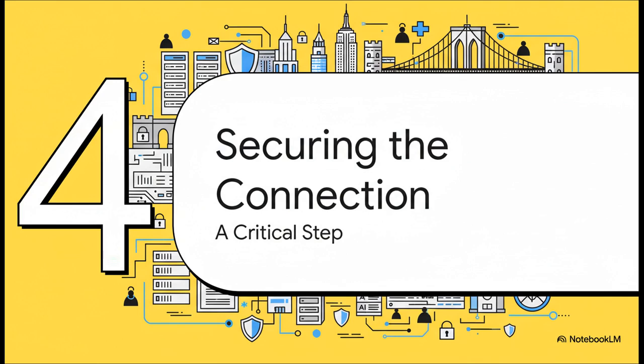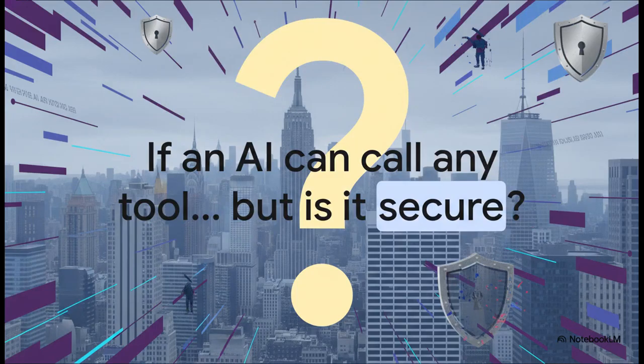line of code. I mean, let's be real here. If an AI can just call any tool you give it based on a user's prompt, what's to stop a bad actor from tricking it into doing something malicious? This is called prompt injection, and it's a huge deal. You need a real strategy to defend against it.